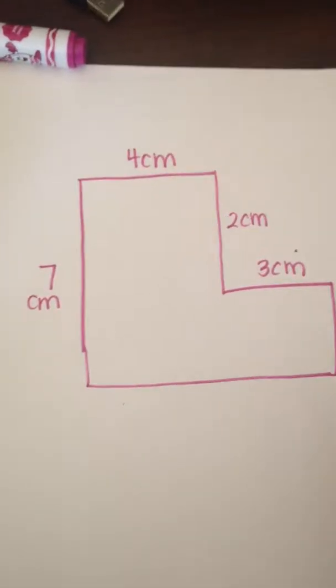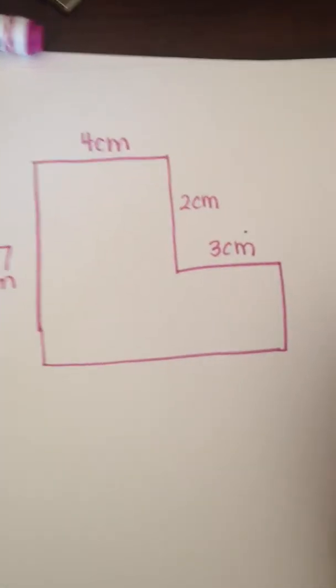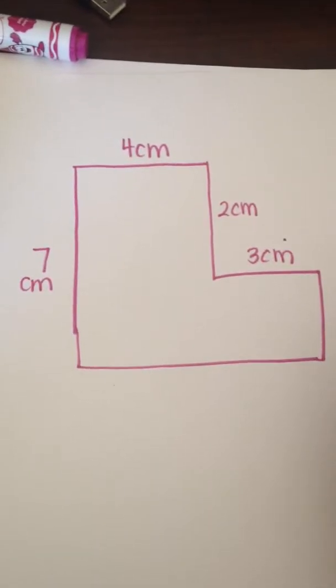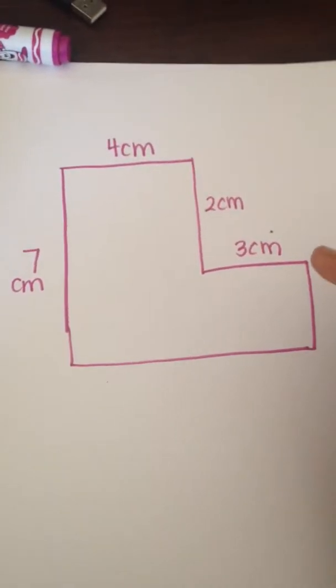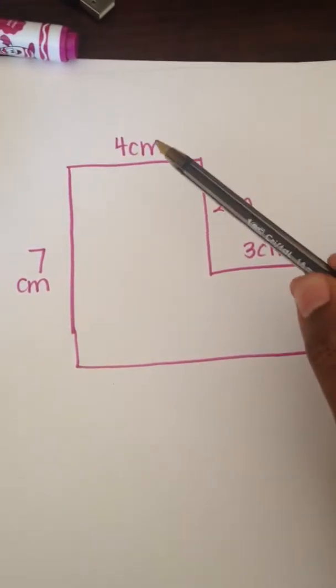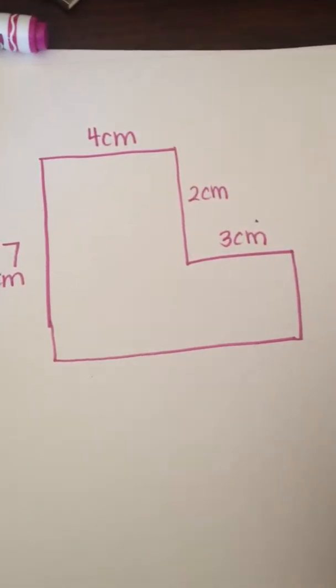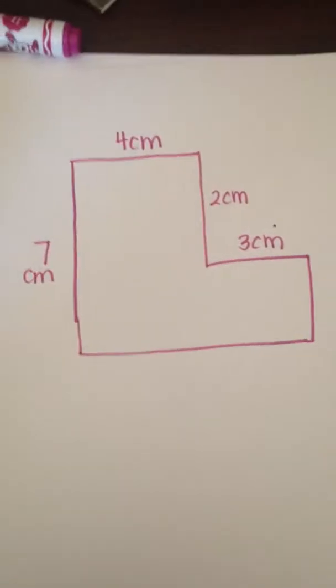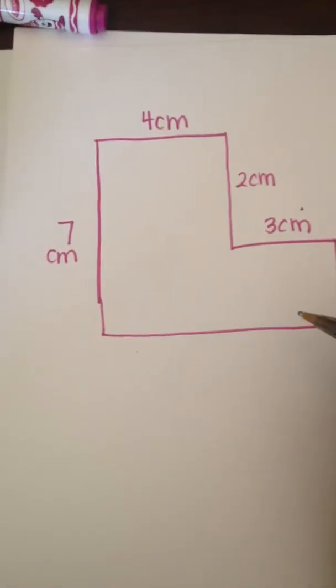Okay, parents, I decided to make a video to help aid you with helping your kids do these area and perimeter problems for a complex shape. So here I have a shape. It's a typical shape that I would do with the kids. It's an L shape. So I'm going to go ahead and find the perimeter of this shape.